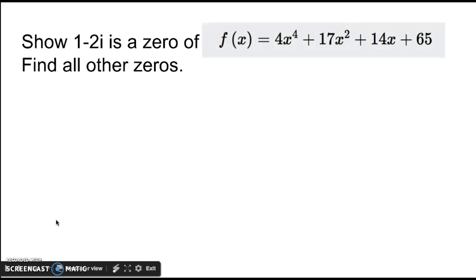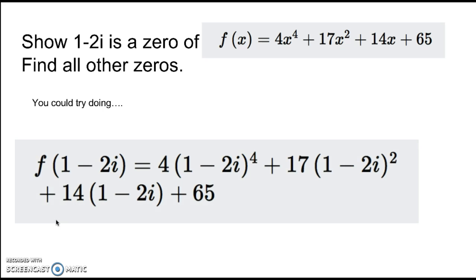Alright, we're going to show 1 minus 2i is a 0 of f of x equals 4x to the fourth plus 17x squared plus 14x plus 65. And we're going to find all other zeros of that. So what we could do is just plug 1 minus 2i in for x and solve. However, that is going to be long, gross, and difficult. So instead, what we are going to do is synthetic division.